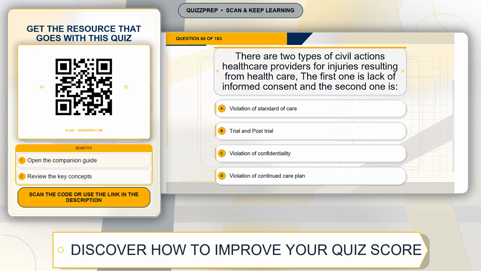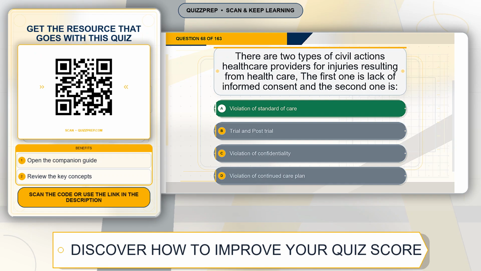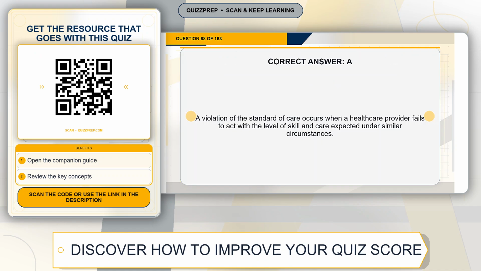Question 68. There are two types of civil actions against healthcare providers for injuries resulting from healthcare. The first one is lack of informed consent and the second one is option A, violation of standard of care. Option B, trial and post-trial. Option C, violation of confidentiality. Option D, violation of continued care plan. The correct answer is option A, violation of standard of care. Explanation. A violation of the standard of care occurs when a healthcare provider fails to act with the level of skill and care expected under similar circumstances.